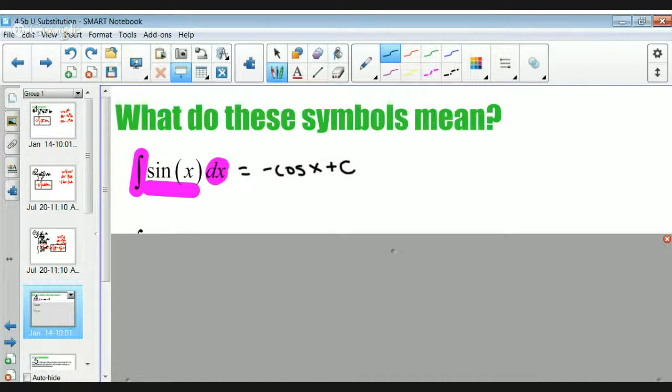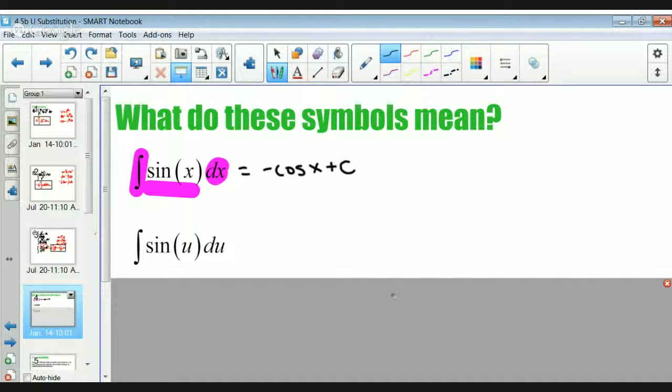All right, let's take a look at this guy. I have the integral of sine of u du. So remember, the integral symbol combined with du means find all antiderivatives of sine of u. Same idea, just this time we're using u instead of x. So the answer here would be negative cosine of u plus c. All antiderivatives of sine of u.